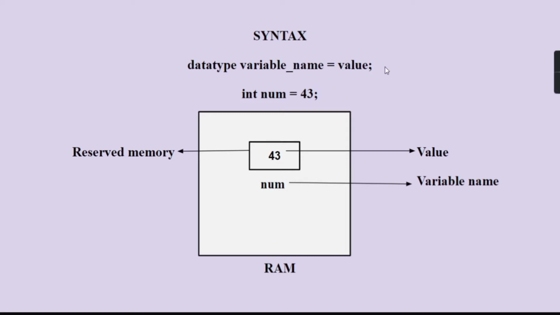So in this example, if you consider this as a RAM, a memory, int is a data type, num is a variable name, and 43 is the value. So we are declaring num as int. 4 bytes of memory blocks will be assigned to variable num, and it will be storing value 43. This is the reserved memory for the variable num. If you have to access this 43 value, you can access it only with num.